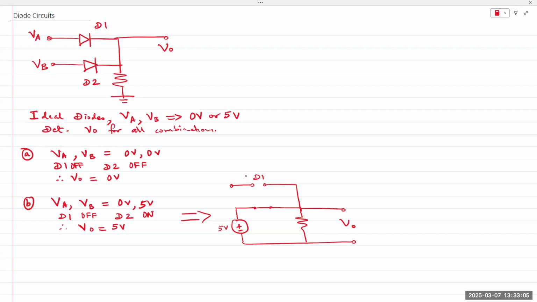So then the combination of VA and VB as 5 volts and 0 volts. Right? Whichever diode is connected to 5 volts is going to be on. So in this case, D1 is on, D2 is off. It doesn't change V out because V out remains at 5 volts.